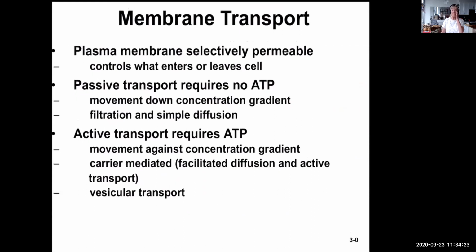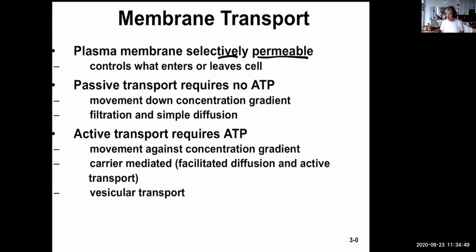So we said that the plasma membrane is selectively permeable. It controls what enters or leaves a cell. That is extremely important because cells only require a certain amount of nutrients and oxygen, but they're also transporting out of themselves waste, including carbon dioxide.